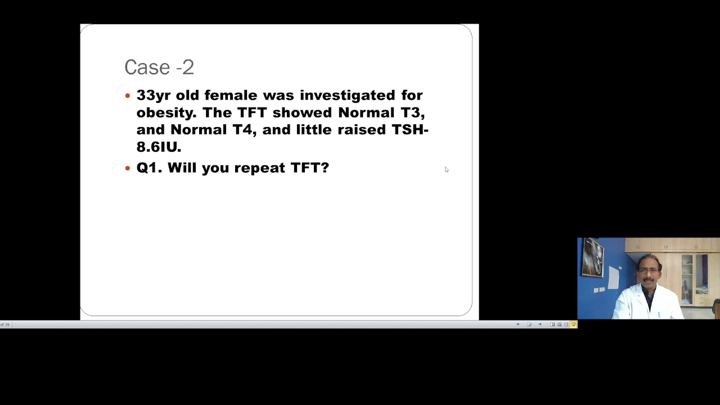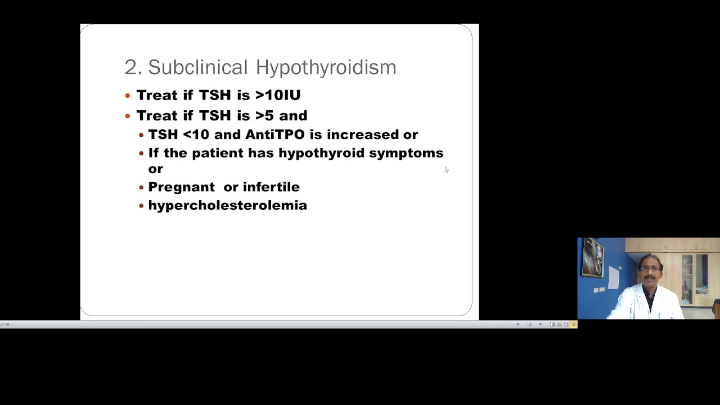So, will you repeat the test, since this is abnormal, or will you treat with levothyroxine? So, you repeat the test. It comes again with the same kind of values, only an isolated TSH increase. We know that when isolated TSH is increased, it's subclinical hypothyroidism. So, what's the rationale of handling or treating the patient?